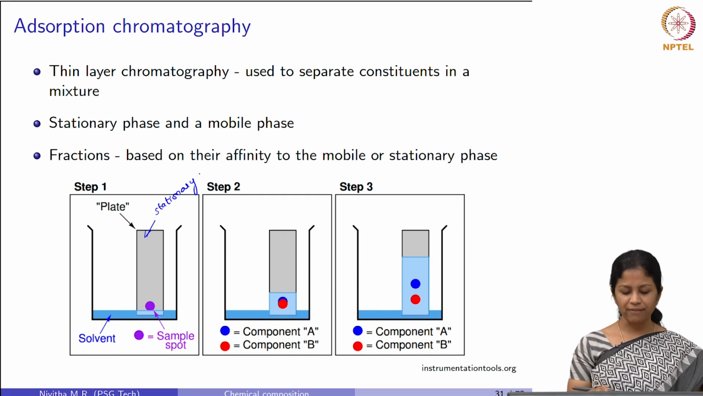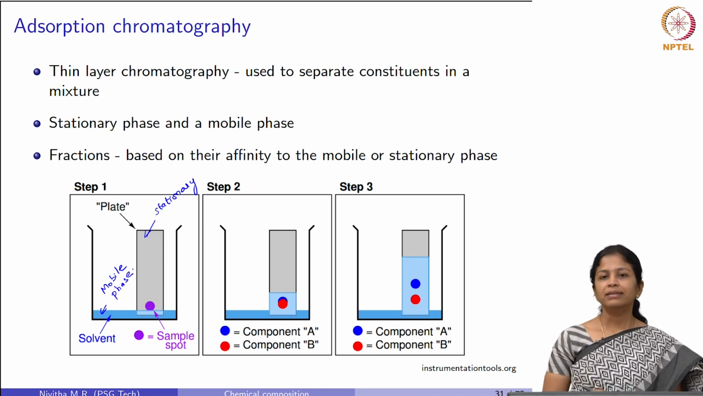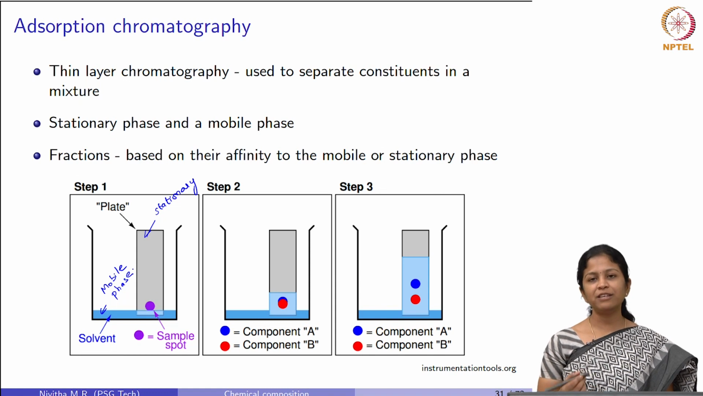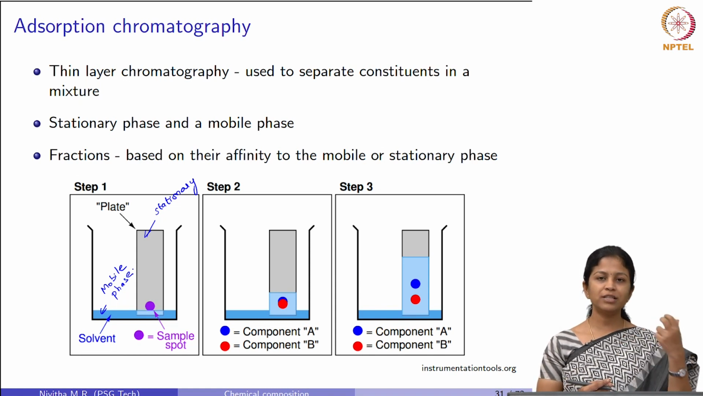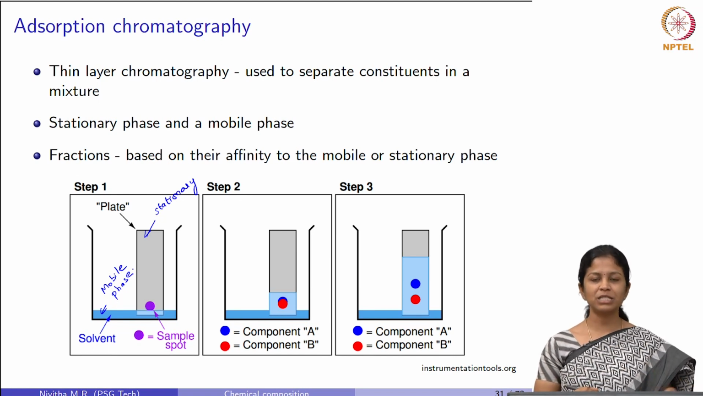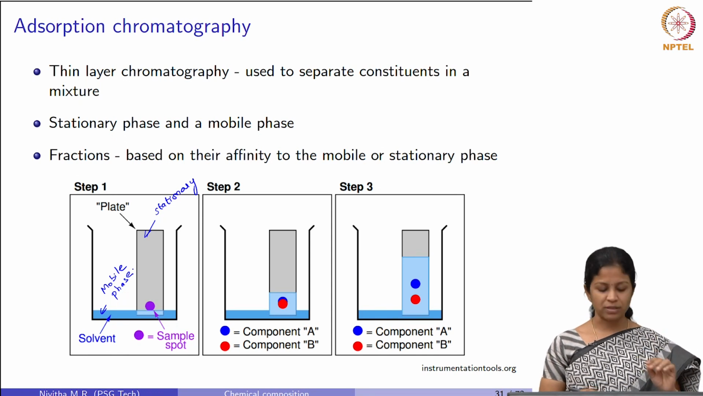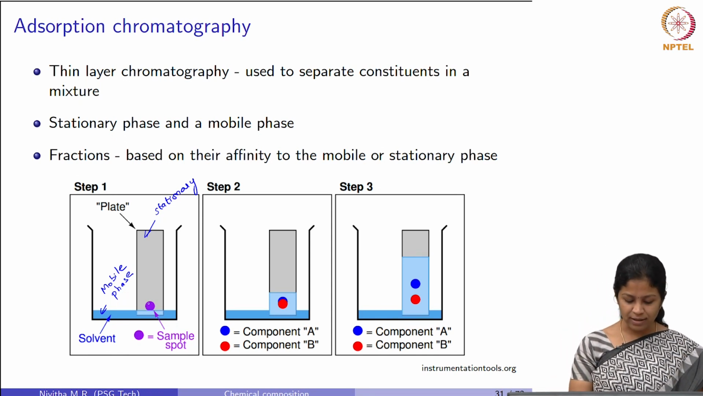And we also have a mobile phase, which is this solvent here, right. The components are separated based on their affinity towards the stationary phase or the mobile phase. So, that is the basic principle which is used in this particular procedure to separate fractions. So, what happens here is the sample is placed as a spot here.